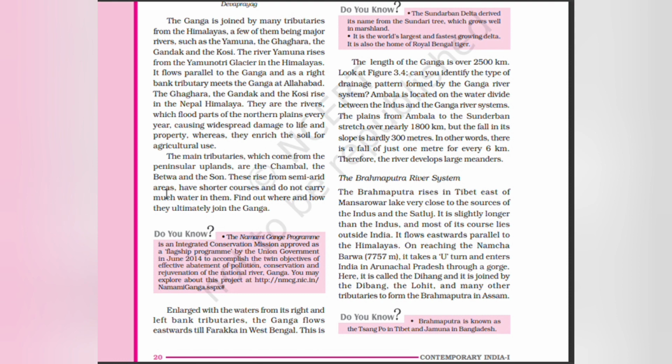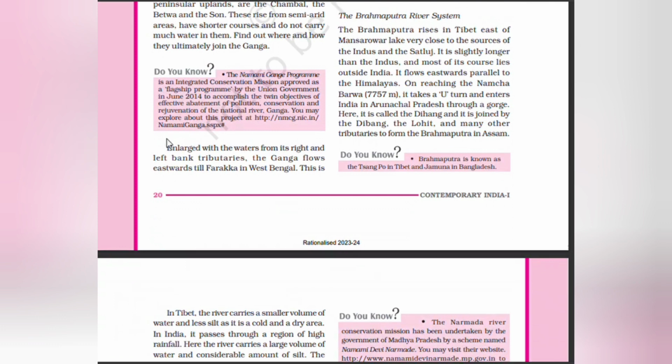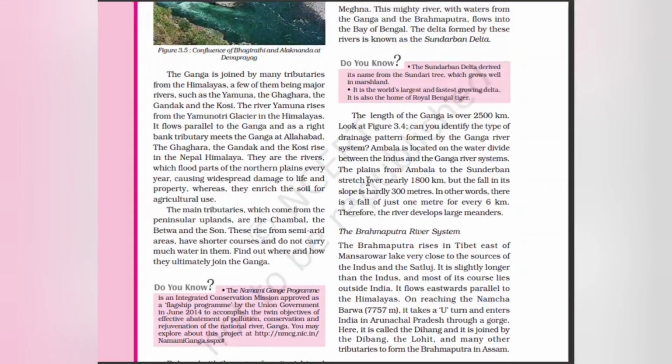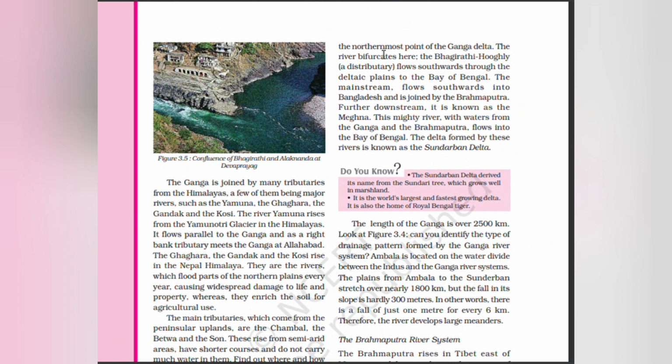They rise from semi-arid areas, have shorter courses, and do not carry much water in them. Find out where and how they ultimately join the Ganga. Enlarged with the water from its right and left bank tributaries, the Ganga flows eastwards till Farakka in West Bengal. This is the northernmost point of the Ganga Delta. The river bifurcates here. The Bhagirathi-Hooghly, a distributary, flows southwards through the deltaic plains to the Bay of Bengal.